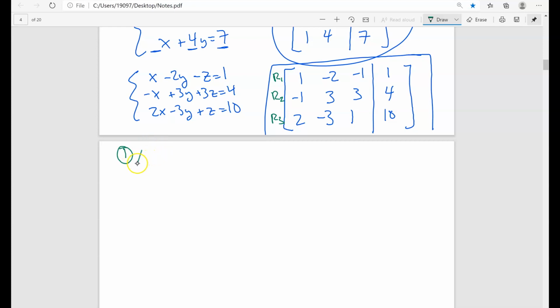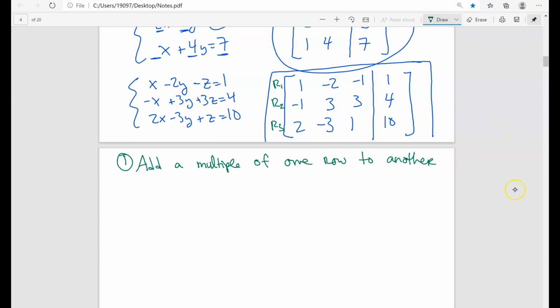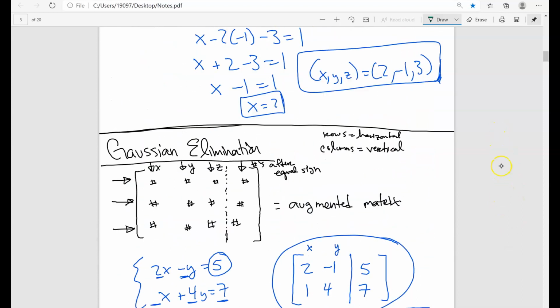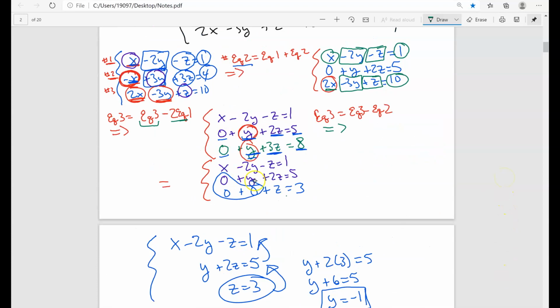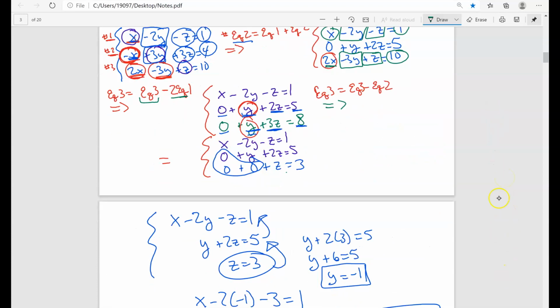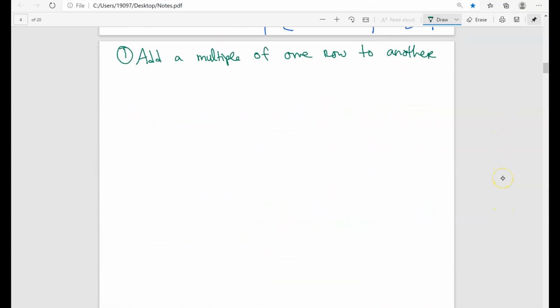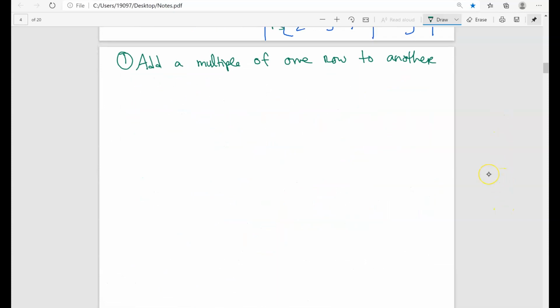So the first thing that you can do with matrices is that you can add a multiple of one row to another. So kind of how we were doing it in the previous equations where you were multiplying it by one factor and then adding it to another one. That's basically what you can do. So you can add one multiple of each row to another, okay?